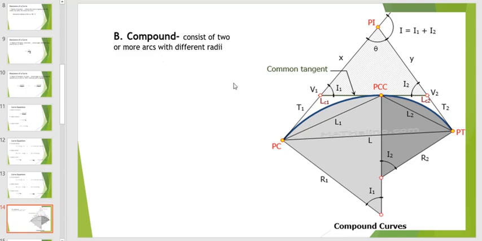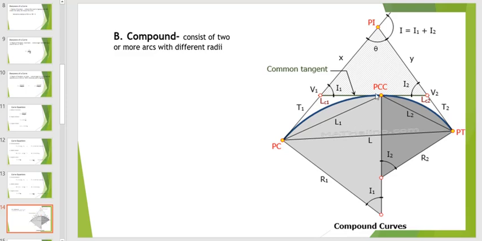So we have here a sample of a compound curve. It consists of two or more arcs with different radii. So the radii are different. So two arcs: this is arc 1 and arc 2.